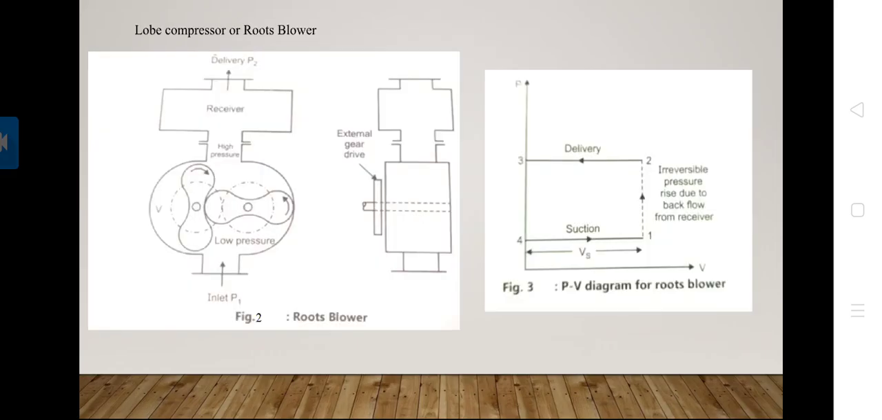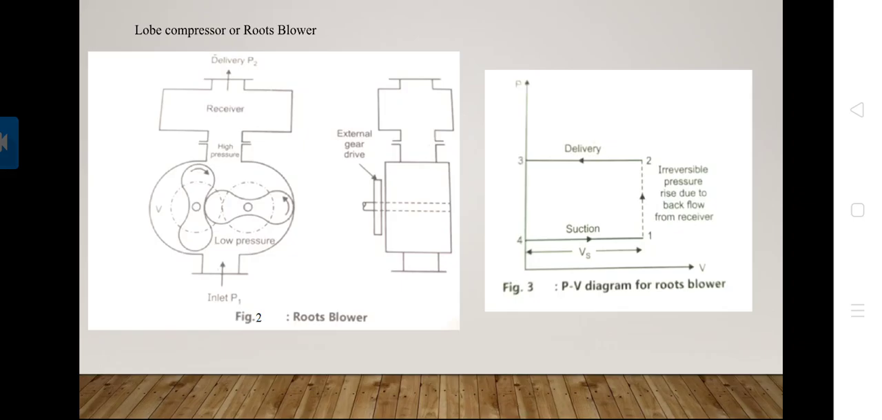Okay, next is the lobe compressor, that is also called roots blower. In figure number 2 we can see there is inlet pressure P1 and delivery pressure P2, and the inlet has low pressure, and after that, at entry of the reservoir, there is a high pressure. And in figure number 3 we see the PV diagram of this roots blower.